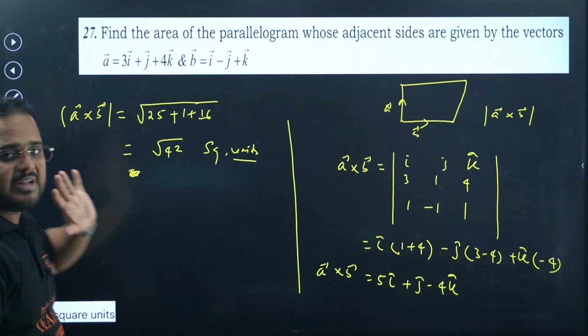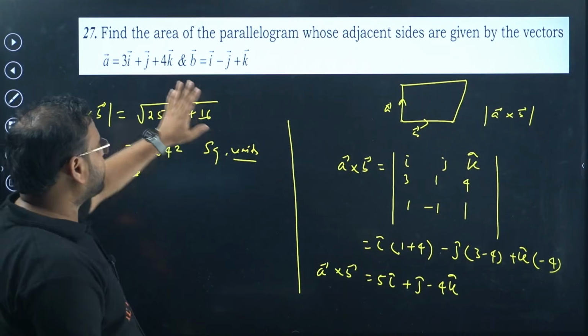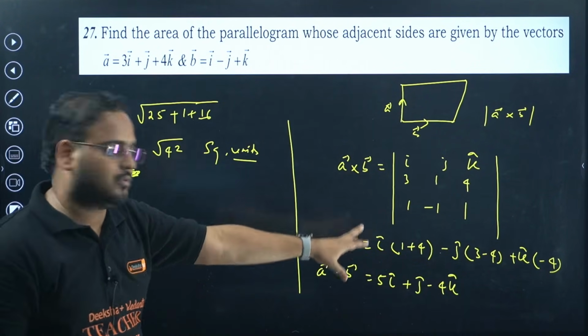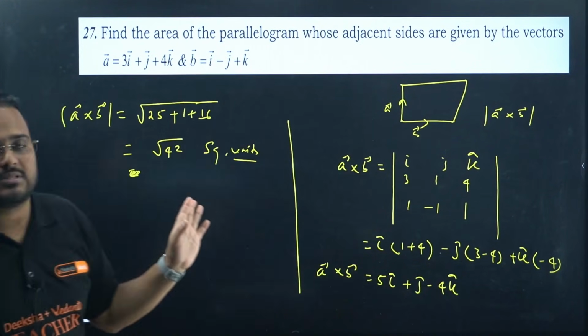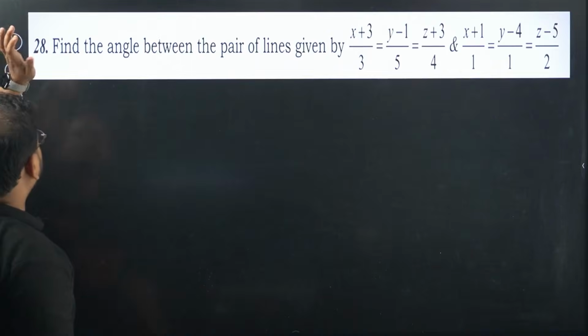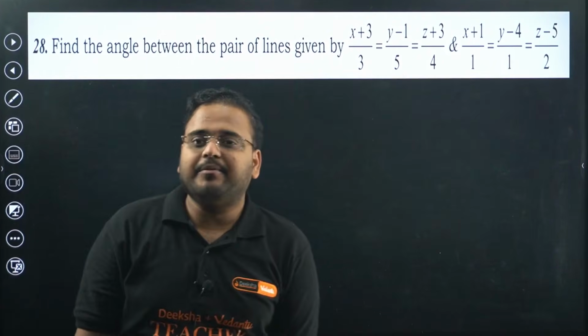Moving on to question number 28 now. This is very simple. If I had area of triangle, I'll do what? Divide by 2 also. I'll divide by 2, then I'll take the modulus. Okay, moving on. 28. Find the angle between the pair of lines.